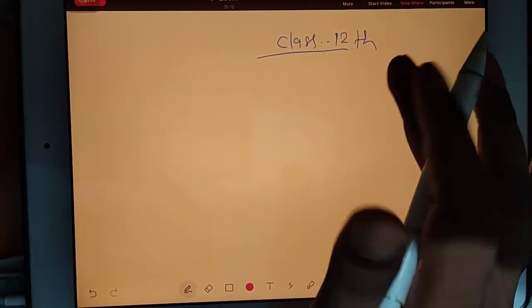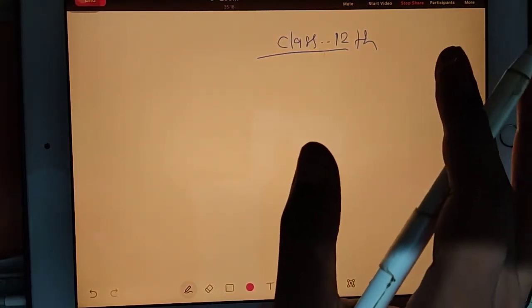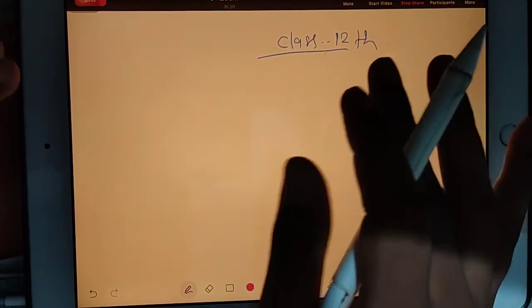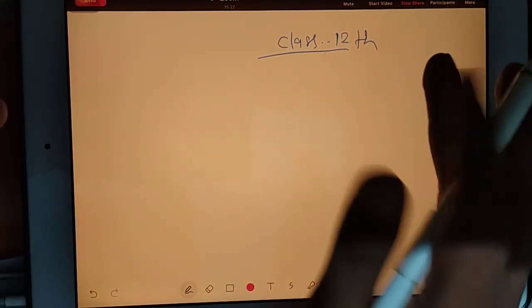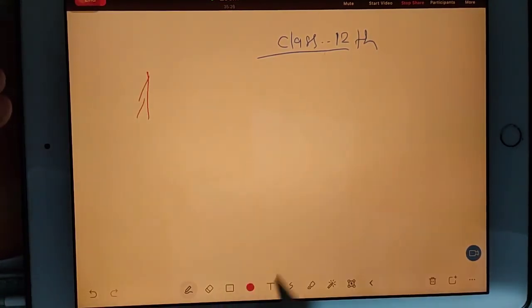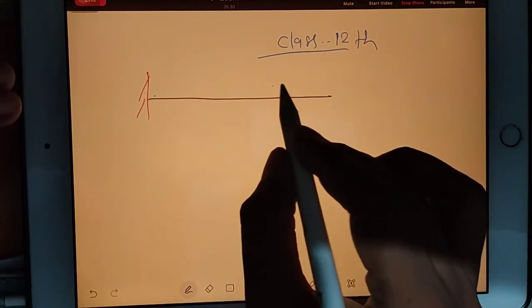This is class 12th. In the last class, we took two examples and understood how to draw SFD and BMD. Today we will start again from the very basics of SFD and BMD, so just one small revision. If there is a cantilever beam and you have this kind of loading.